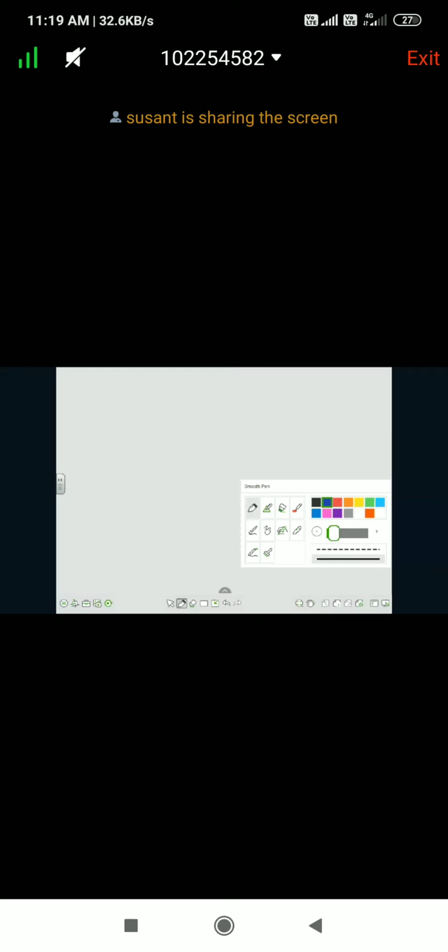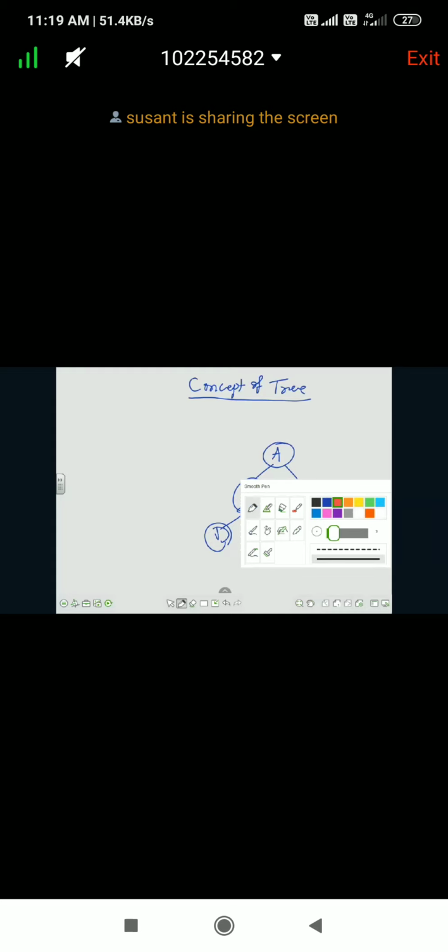Different concepts of a tree. Acha, this is a tree: A, B, C, D, and E. These are called nodes. A, B, C, D, E are called nodes.